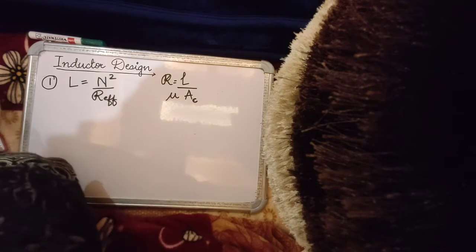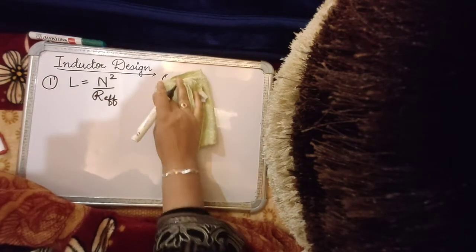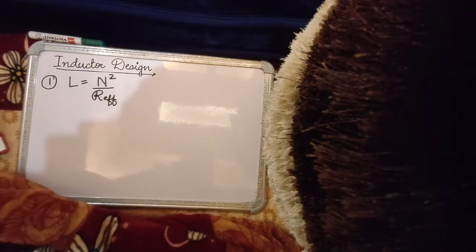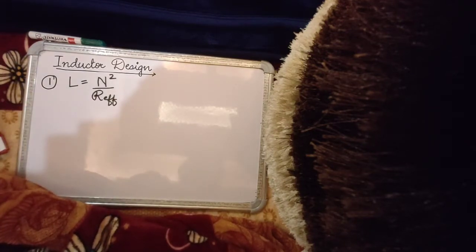So all this we have discussed till now, which was the properties of the core, such as reluctance, and how the length of the core or the area of cross section of the core affect the reluctance, and how we are trying to basically miniaturize the size of our inductor and maximize our energy storage capabilities.